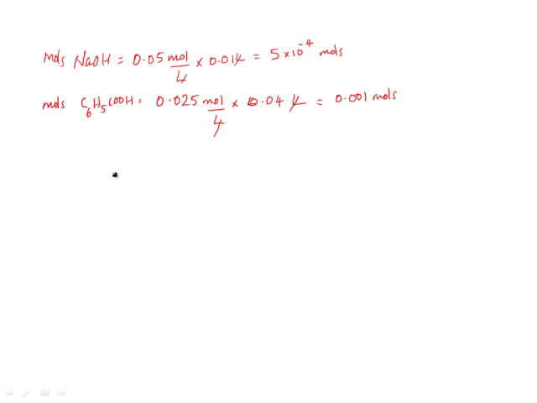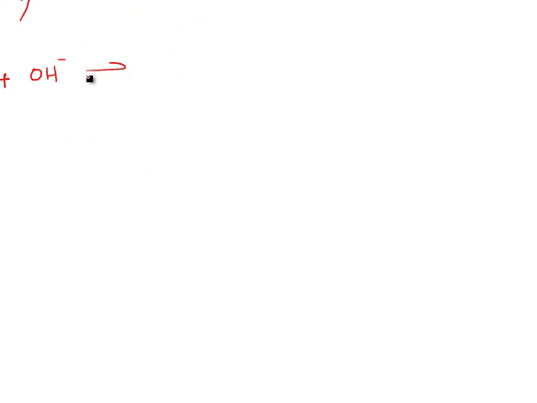So the reaction is going to be C6H5COOH, which is our weak acid, and we are adding the strong base, so it is completely ionized, so we are worried about only the OH minus from NaOH. And what are we making? The benzoate ion, C6H5COO minus, and water, just like the acetic acid, right?